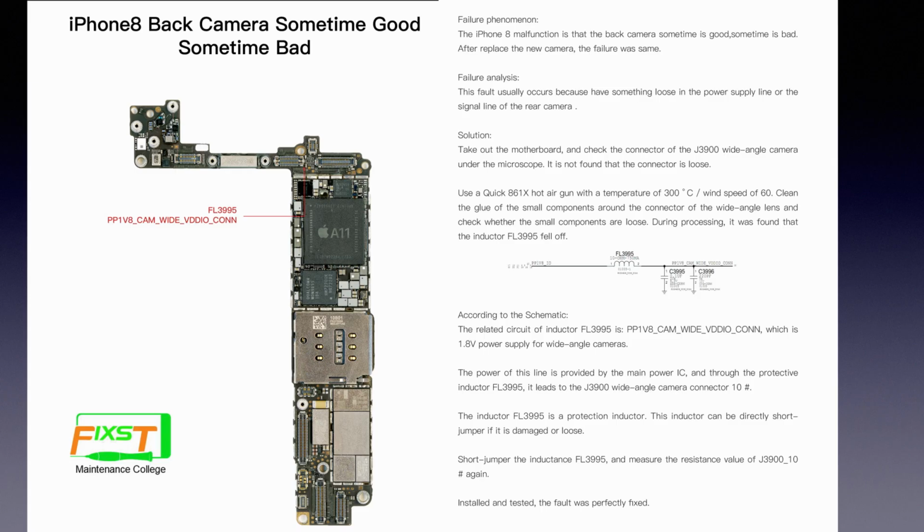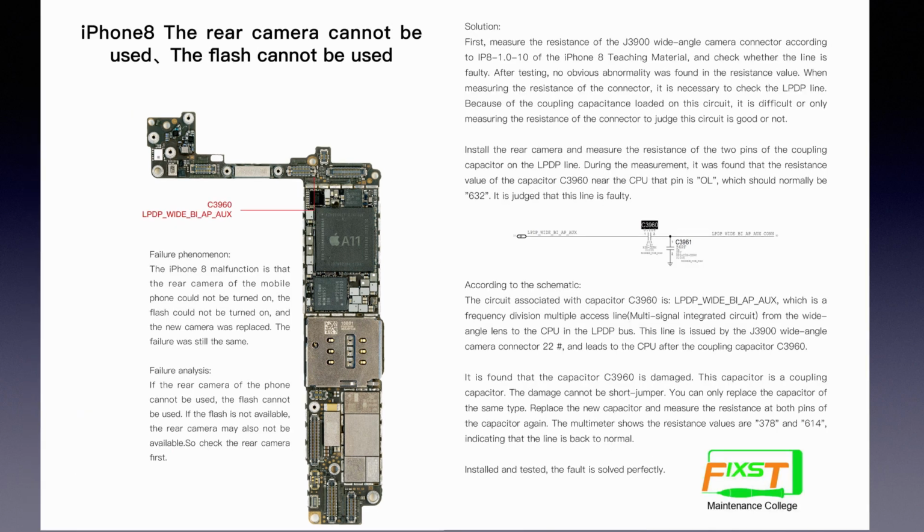If this inductor is damaged, we can make a short jumper across the two pads of this inductor. After we make a jumper in that place and test the resistance value of pin 10 of this connector again, the value is normal, and then we install it and test. This problem is finished. Okay, see the next case.